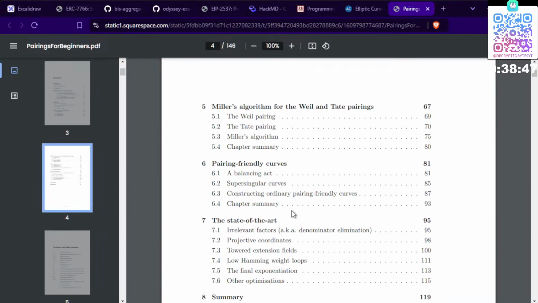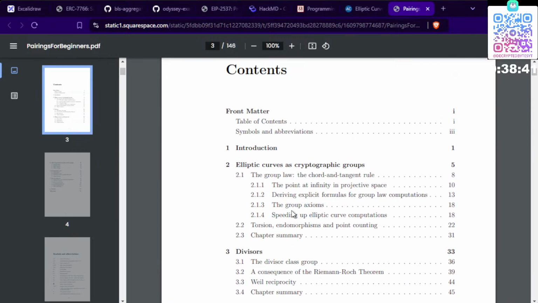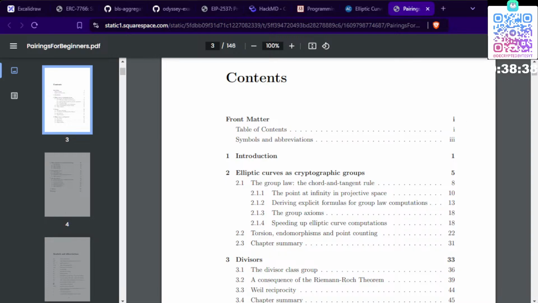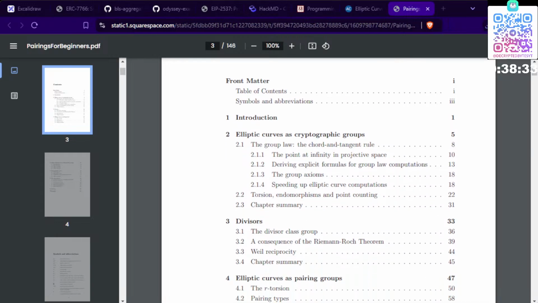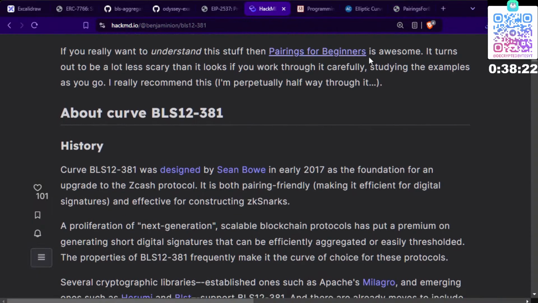Oh, this is a book. This is not a single article, but I'll just download this and I'm going to read it afterwards, not on the stream, because it will take a few days. Right now, yes, here. Pairing for Beginners is awesome. It turns out to be a lot less scary than it looks if you work through it carefully, studying the examples as you go. I really recommend this. I'm perpetually halfway through it.